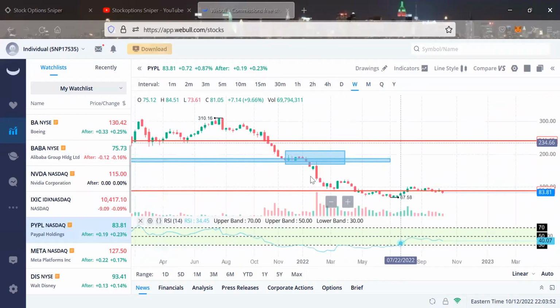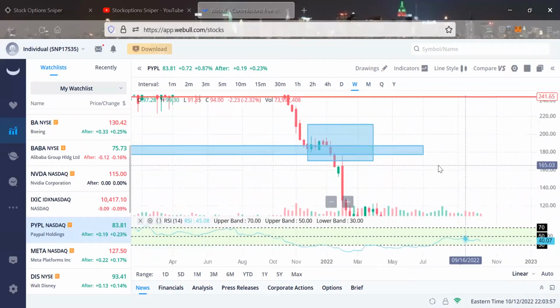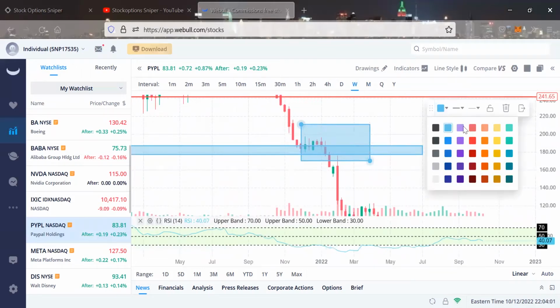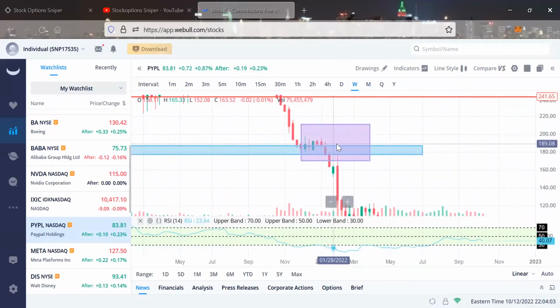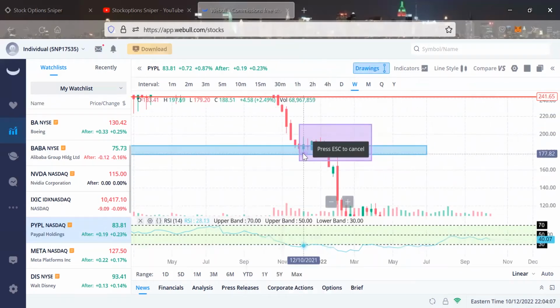Let's find it. I gotta make sure I prove that to you guys, because this is gonna be great. I think it's this one, right? This blue box that I drew. Let's make it purple. So we went from weekly to monthly. What happened? We had a structure broken here, right?